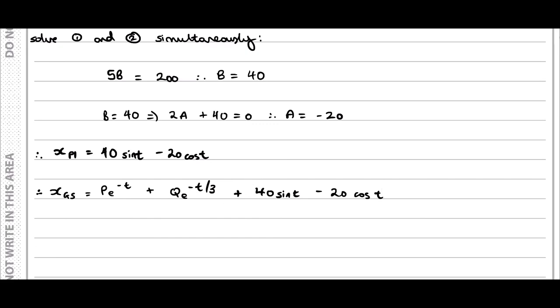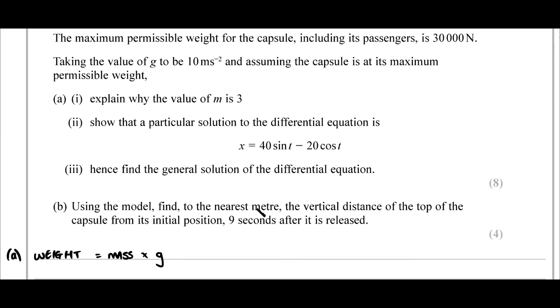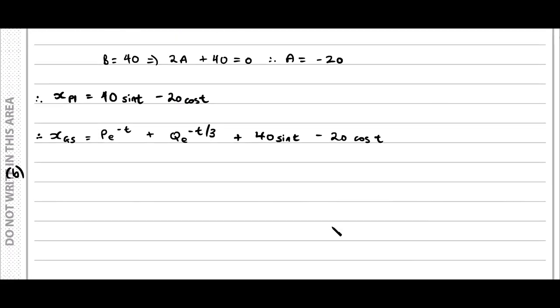And now for part B, we have to use the model to find to the nearest meter the vertical distance of the top of the capsule from its initial position 9 seconds after it's released. So, first of all, we can find out the values of P and Q, and then we want to write our particular solution. So we have an equation involving t's, and then we can substitute in t equals 9 to find out the value of the vertical displacement.